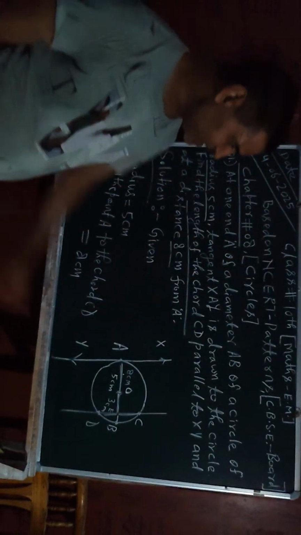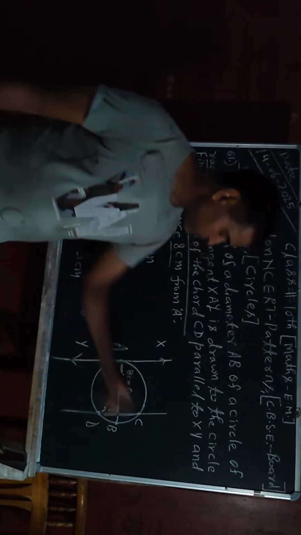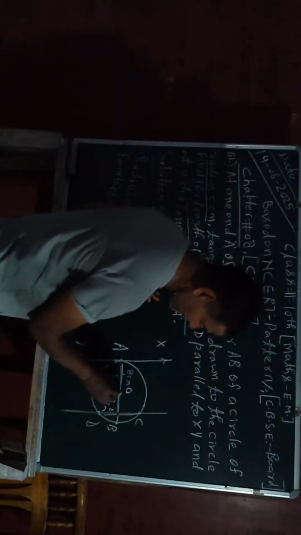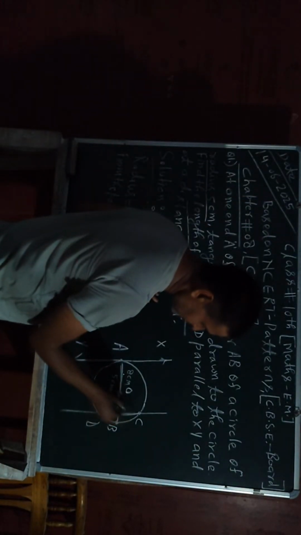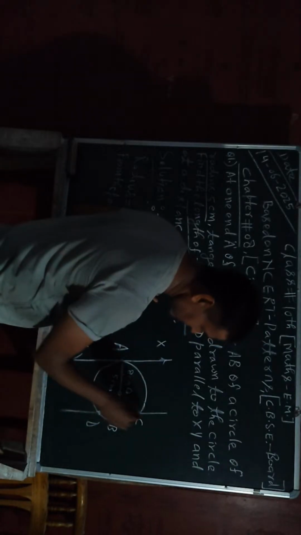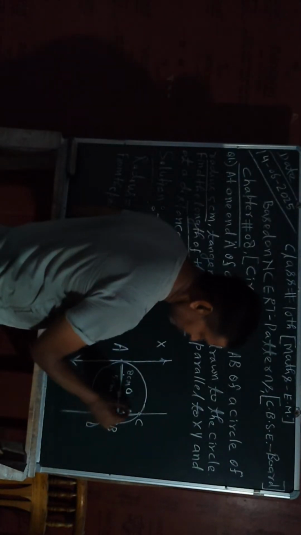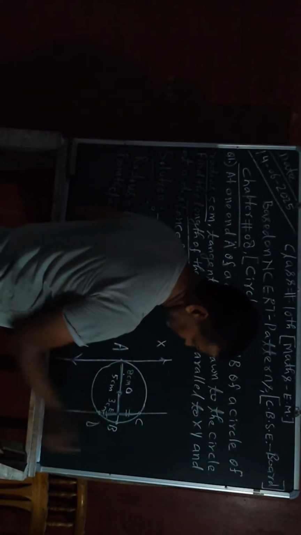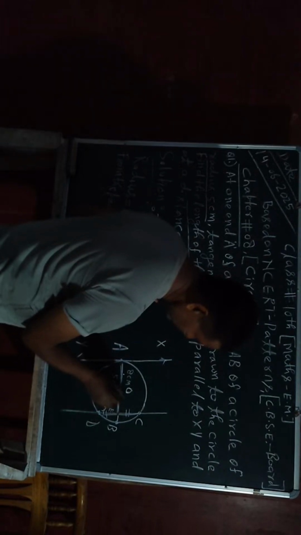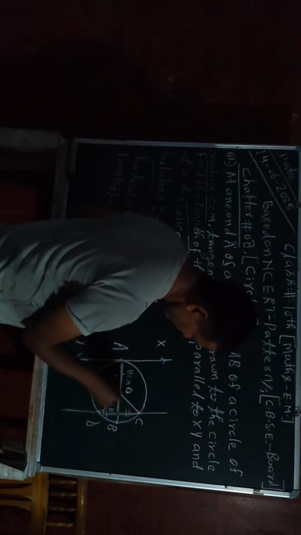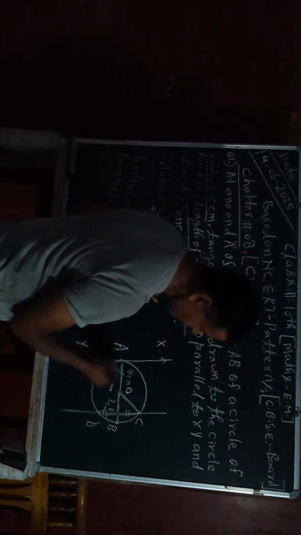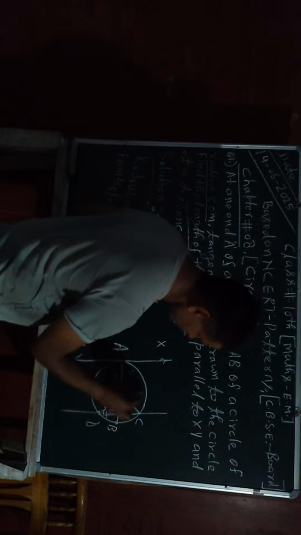Now we have to get the length of CD. If any line is drawn from the center of the circle perpendicular to a chord, that line bisects the chord, which means this length and this length will be the same. So now I will draw from this point to point C. This is the radius of the circle, and the length given here is 5 cm. So here 5 cm is available.